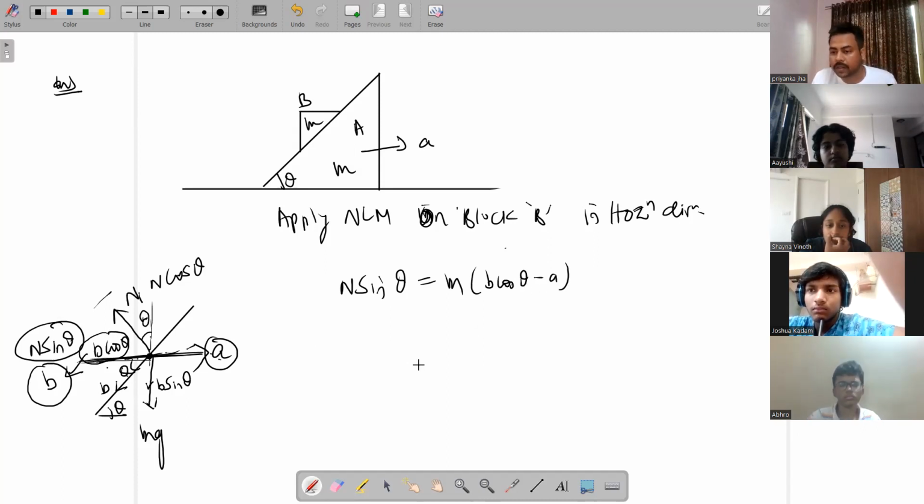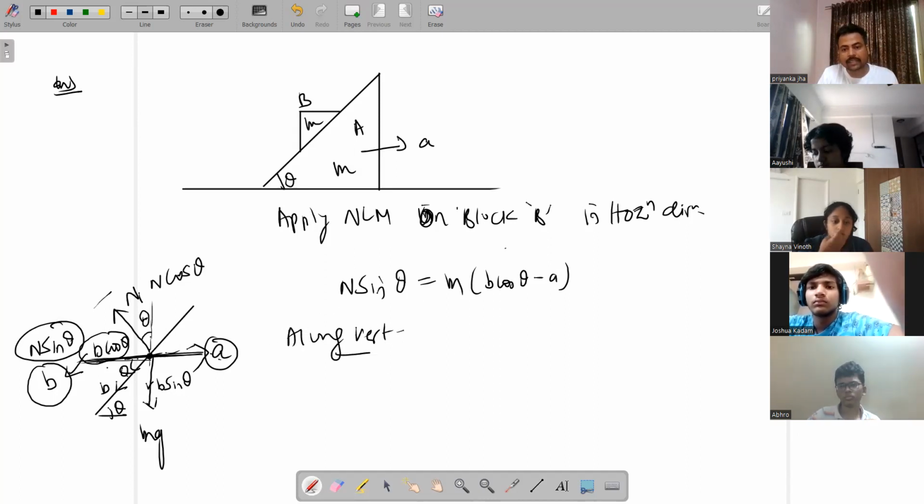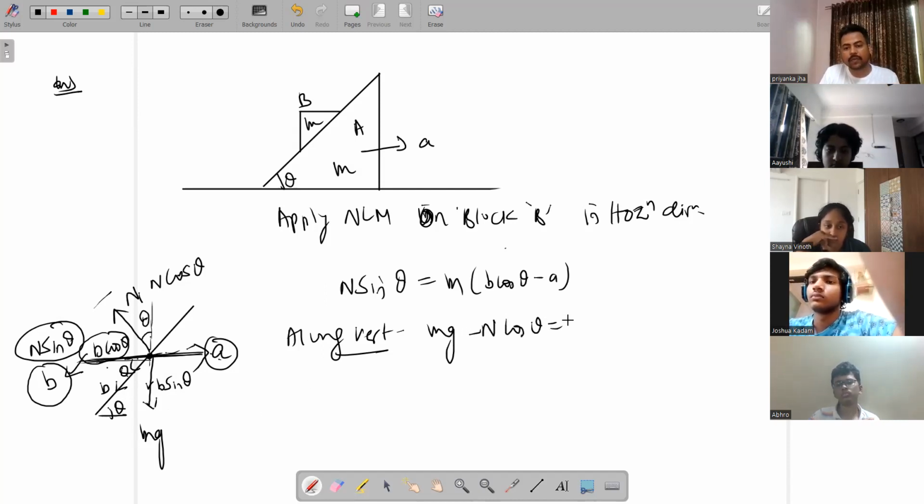Understand it? And along the vertical direction, if I apply, what is the net force? See, the net acceleration is B sin theta, so the net force should be downward. Mg minus N cos theta is equal to mass into acceleration. Understood?